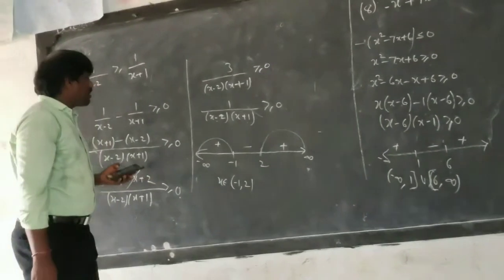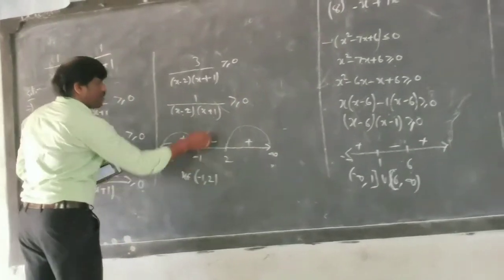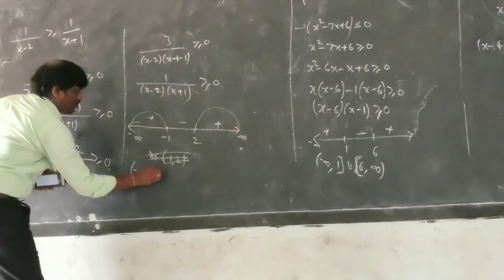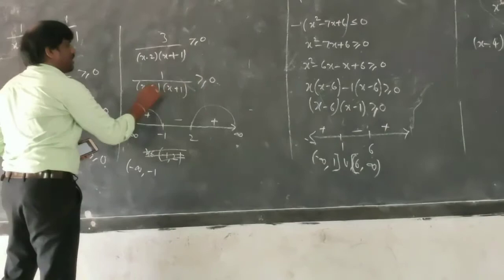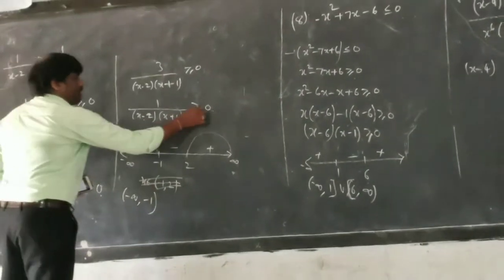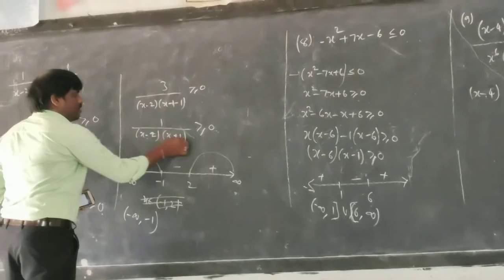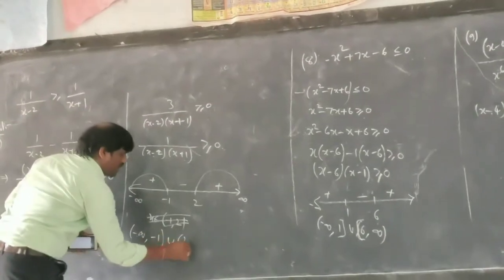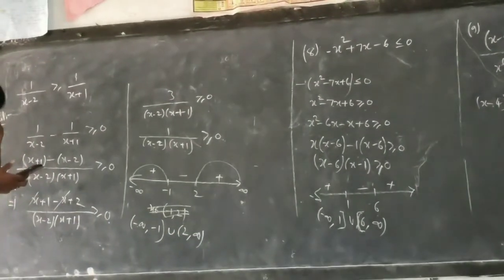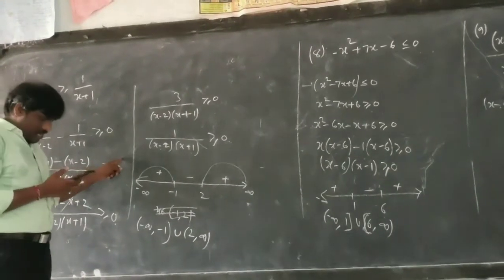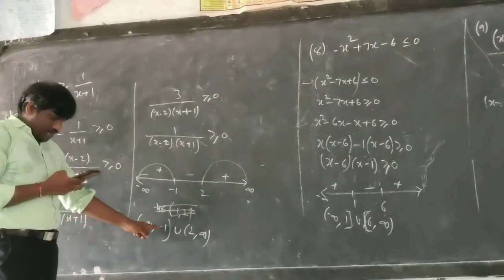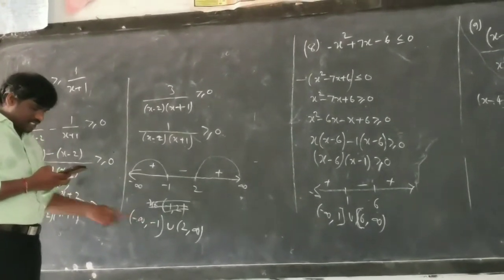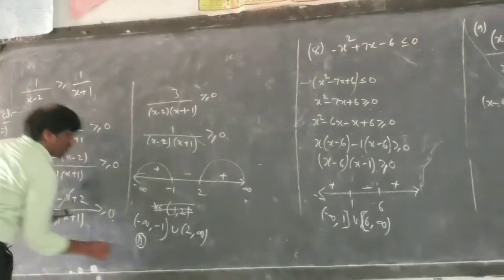Greater than or equal to symbol, right? Greater than or equal to means what here? Minus infinity to minus 1. And you have the denominator excluded. Equal to symbol is there, but these are in the denominator, so these are not a solution. So minus infinity to minus 1 union 2 to infinity. This is your answer. So question number 7 answer is minus infinity to minus 1 union 2 to infinity. D is the right answer.